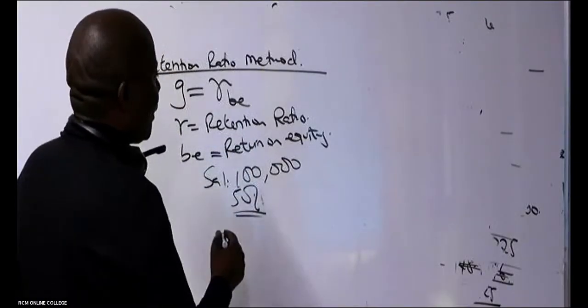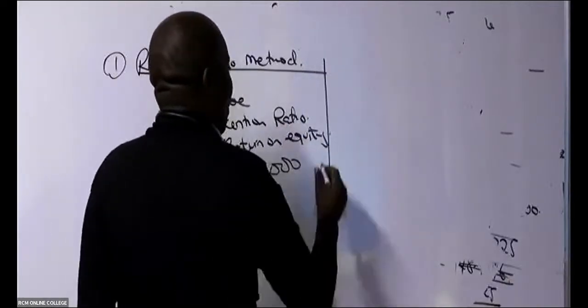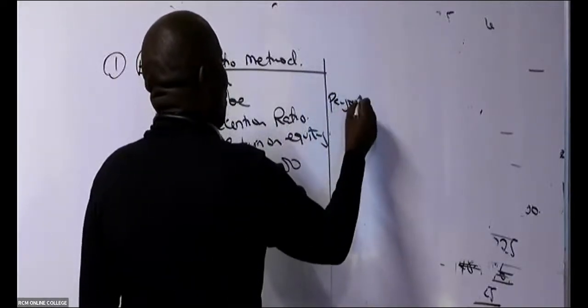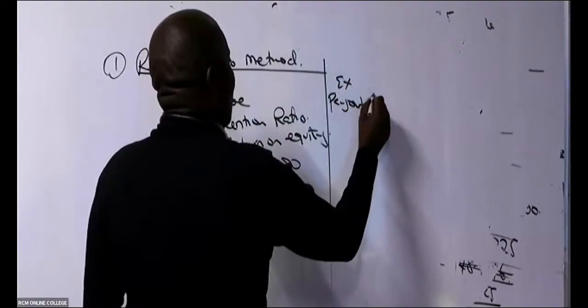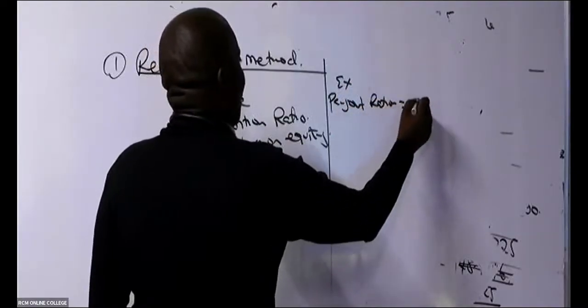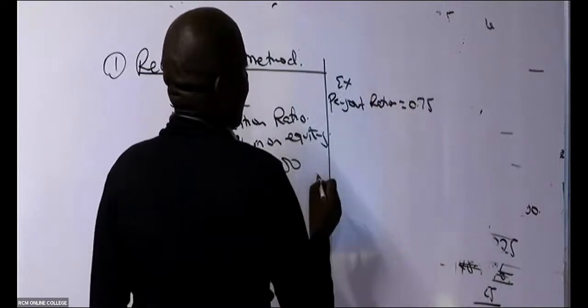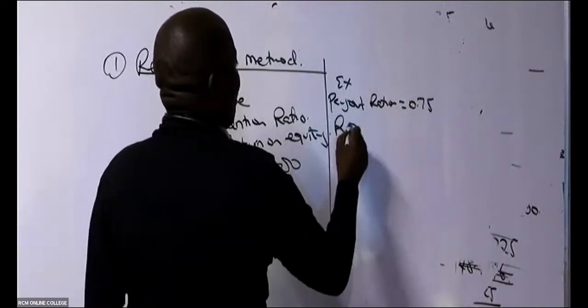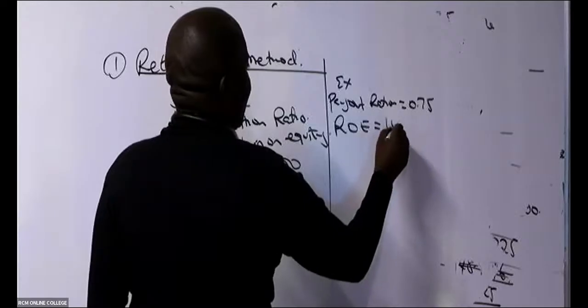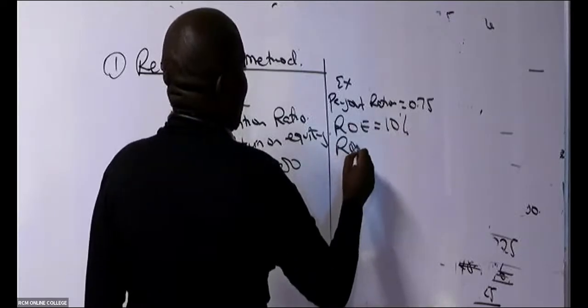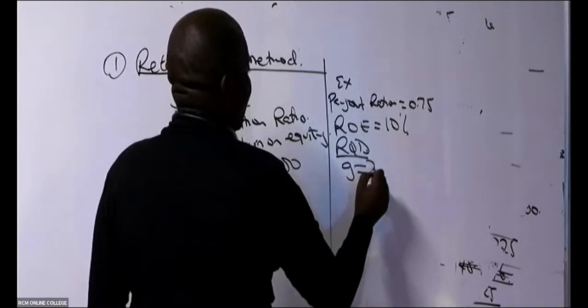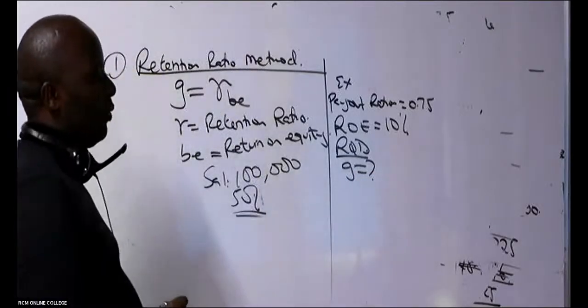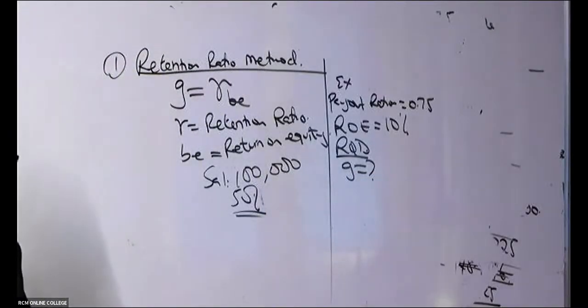So this is very, very important. And normally this is what they do. They'll tell you that the payout ratio is 0.75, and then they'll tell you return on equity is 10%. Required: give us G, the growth rate. Let me give you 1 minute. You try these out.